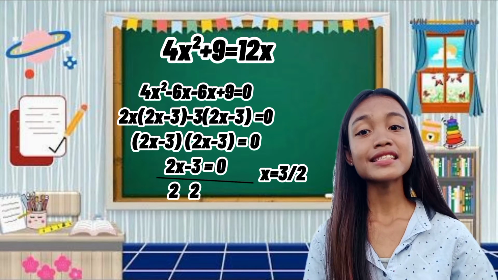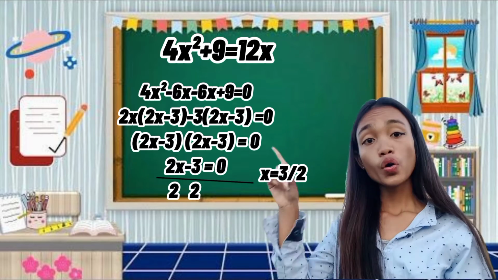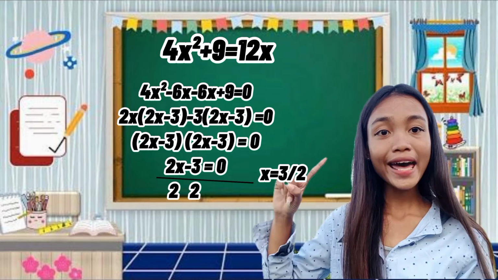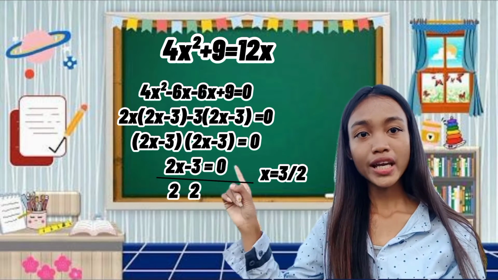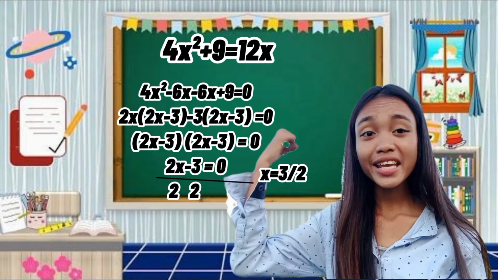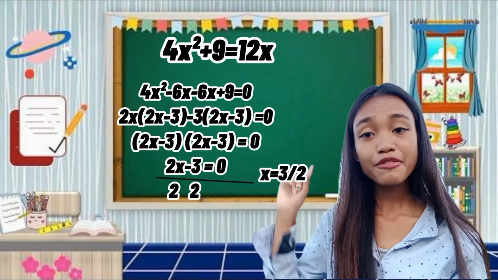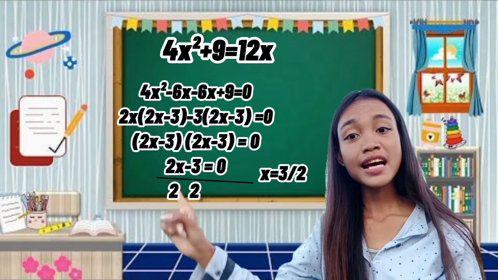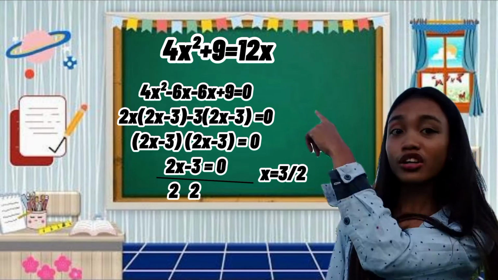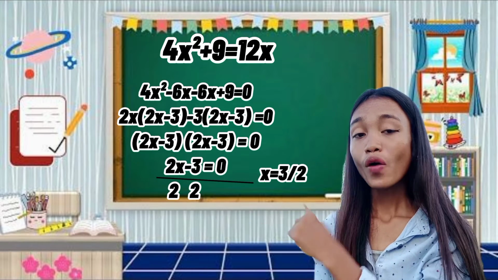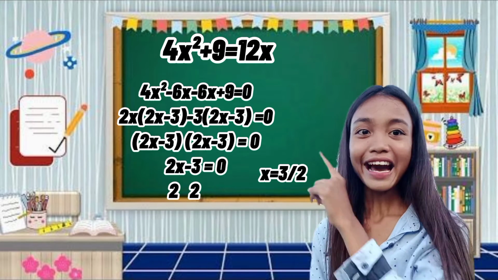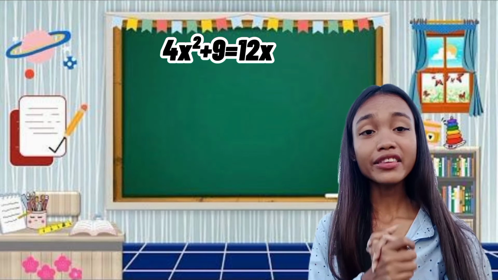So 2x is equal to 3. On the left side we have 2x, and on the right side we have 3. To remove the 2, we have to divide by 2. On the left side we divide by 2, and on the other side we divide by 2. So the 2 cancels, and what is left is x. So we have now x is equal to 3 halves. So that would be the value of our x.